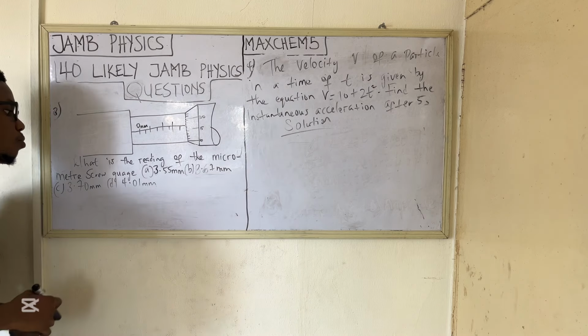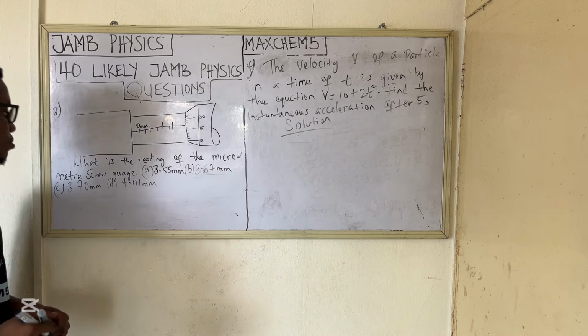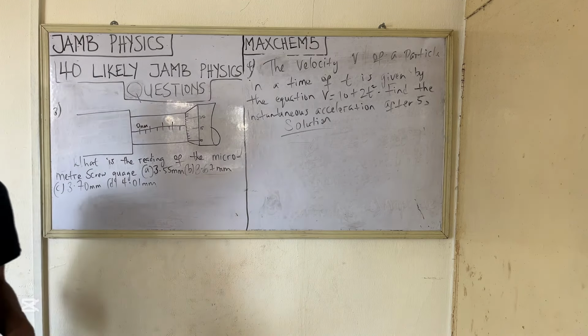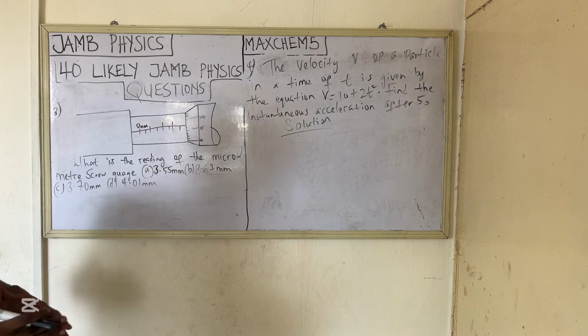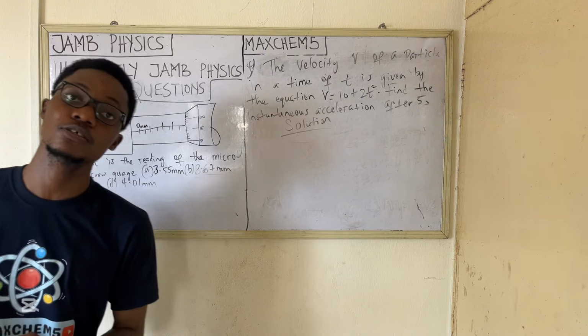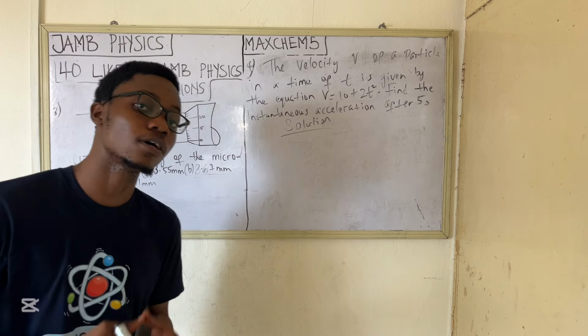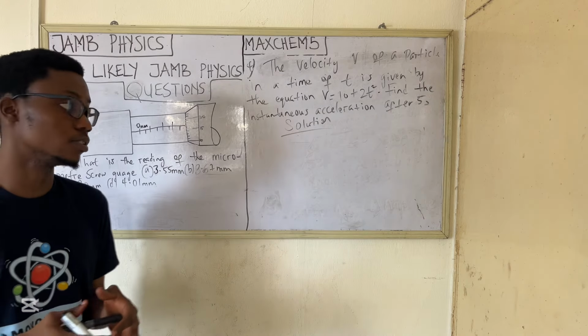Question 3. What is the reading of the micrometer screw gauge? A. 3.5 millimeters, B. 3.67 millimeters, C. 3.70 millimeters, D. 4.01 millimeters. Now, if you come across a question like this, all you just have to do is what?